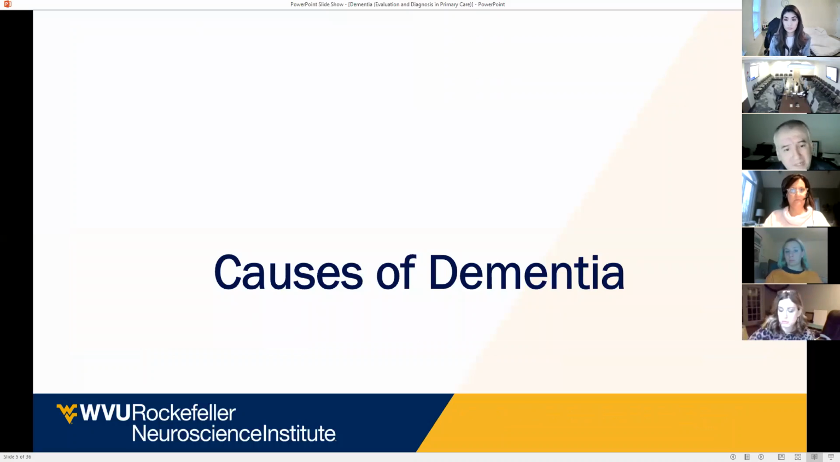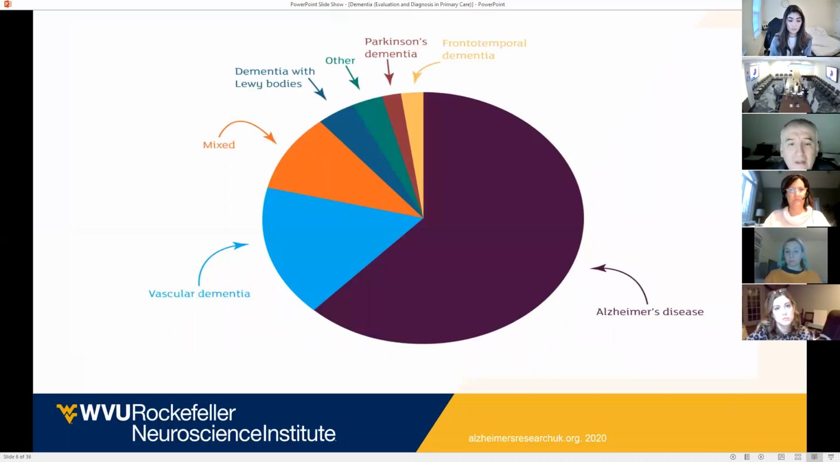Causes of dementia. Next slide. I like this slide, which is coming from the UK, in terms of they're not giving us percentages about Alzheimer's disease or vascular dementia. We know that Alzheimer's disease is the number one dementia around the world and also in the United States.